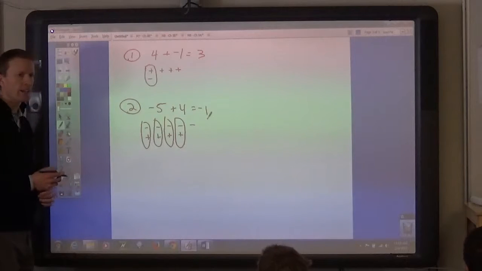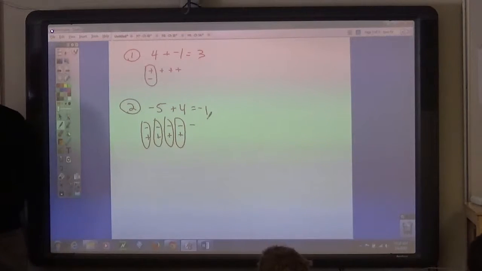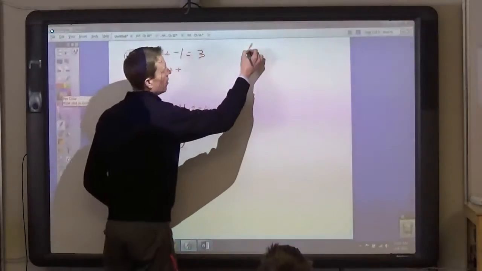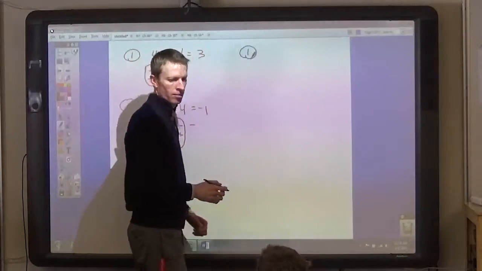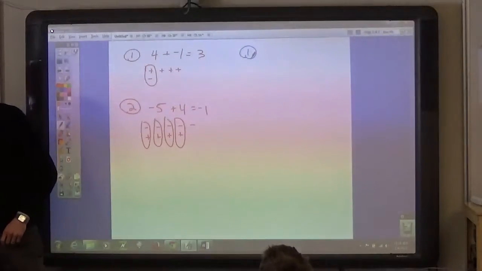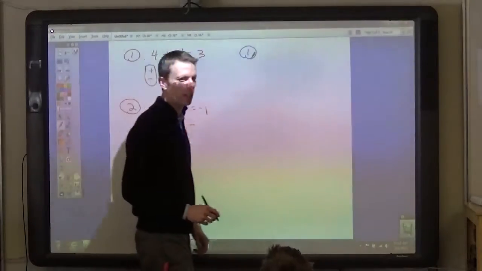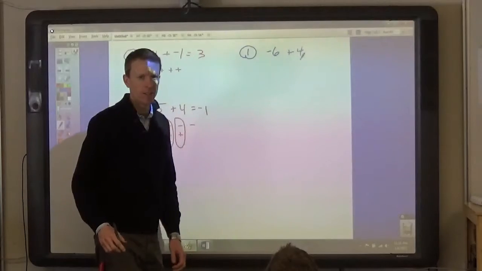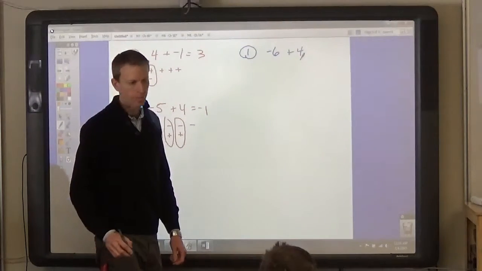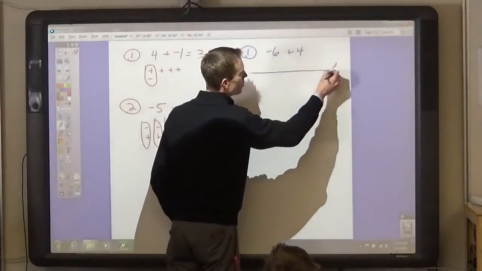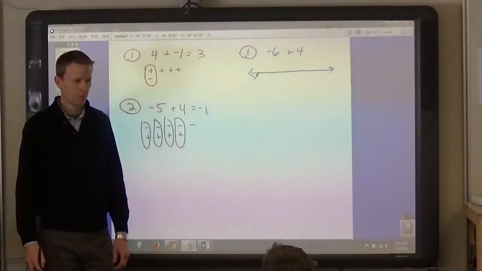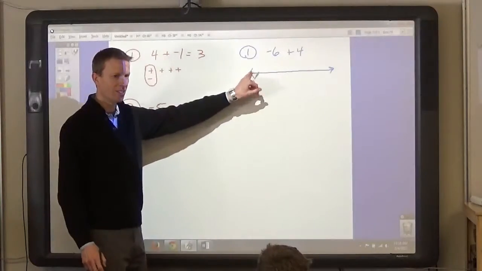On 259, they have some number line problems. So here's how you'll show the number line problems. Number 1. It gives you negative 6 plus 4. Here's what I want you to write. Negative 6 plus 4. Copy that. Underneath that, draw a number line. Okay? Draw that number line right now.